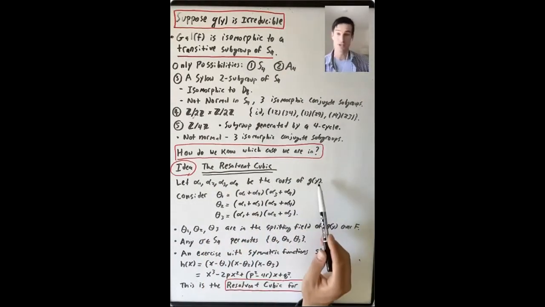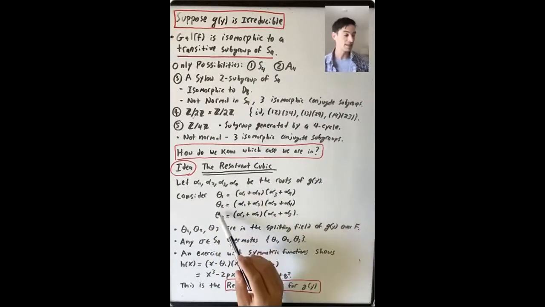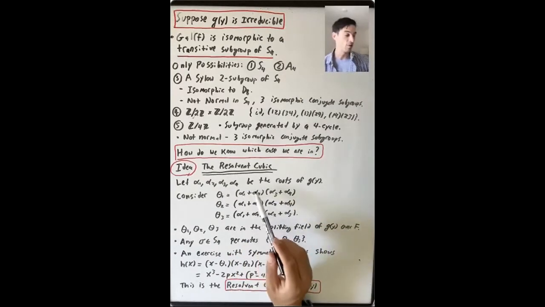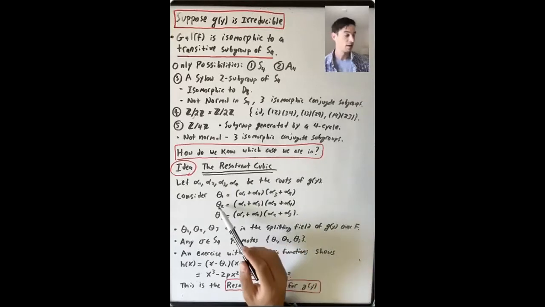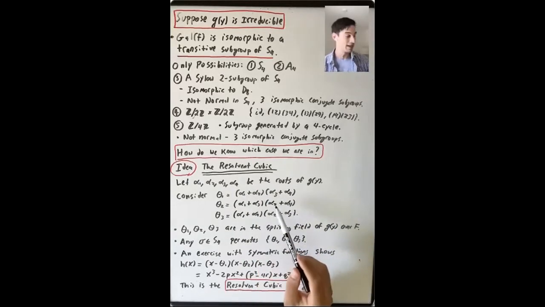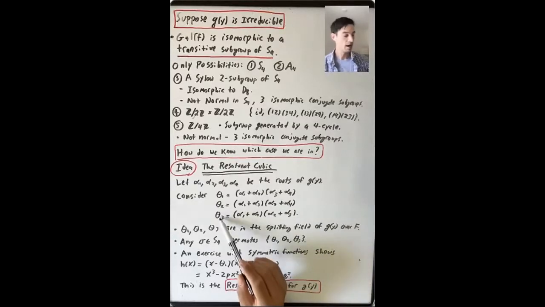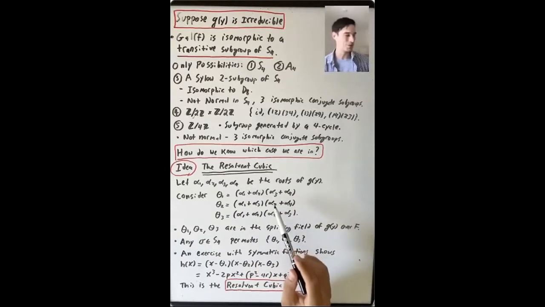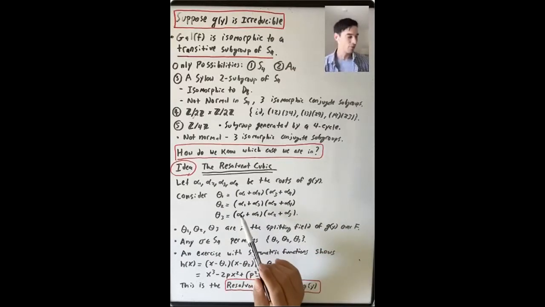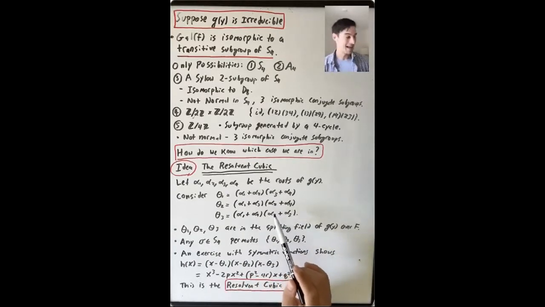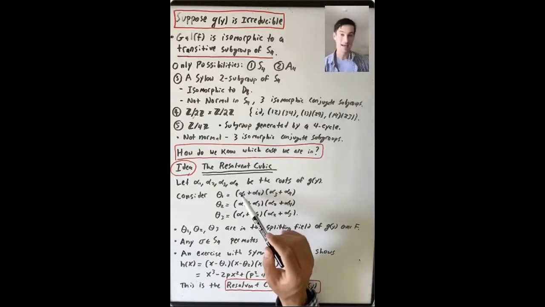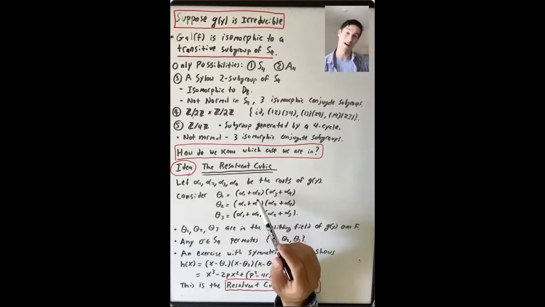So let's name the roots of g of y alpha 1, alpha 2, alpha 3, alpha 4. And we're going to consider these functions of these roots. So theta 1 will be (alpha 1 plus alpha 2) times (alpha 3 plus alpha 4). Theta 2 is (alpha 1 plus alpha 3) times (alpha 2 plus alpha 4). And theta 3 is (alpha 1 plus alpha 4) times (alpha 2 plus alpha 3). So you can see how each one of these thetas is a product of (alpha i plus alpha j) times (alpha k plus alpha l).